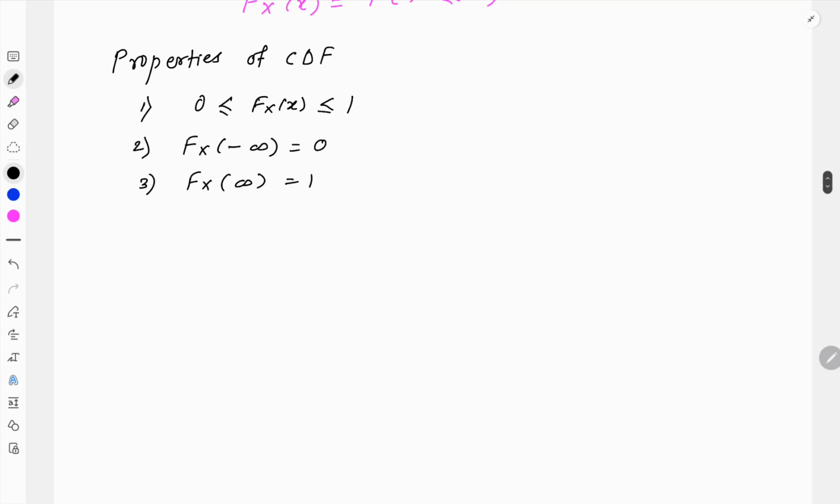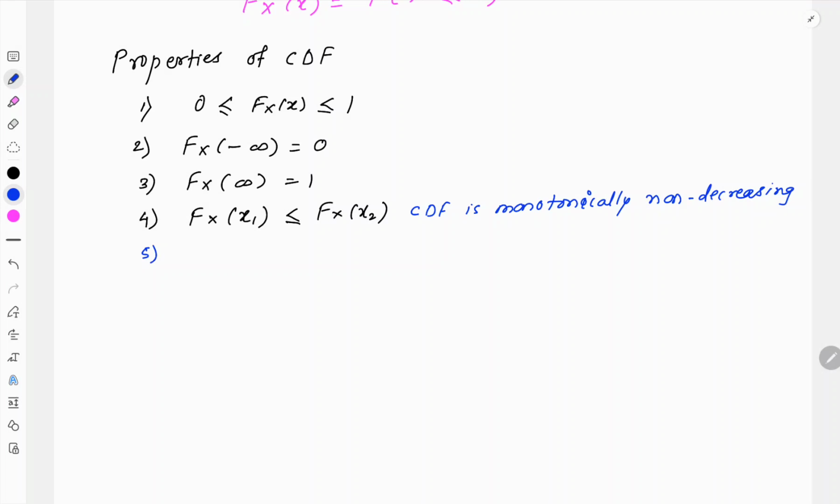Next property, if we have F_X(x1) less than or equal to F_X(x2), then this function is a non-decreasing function.